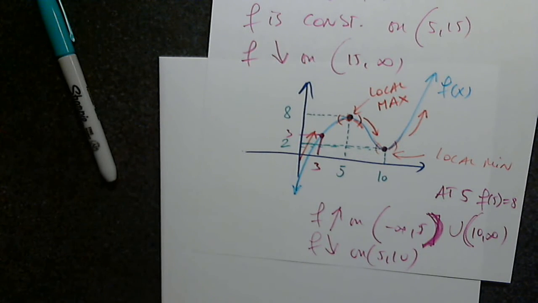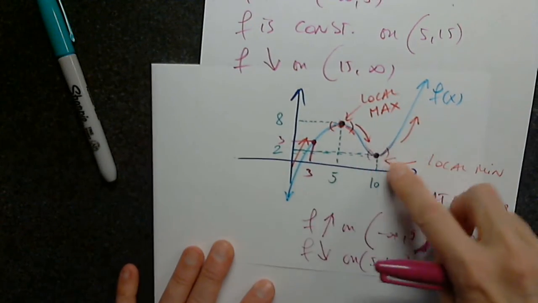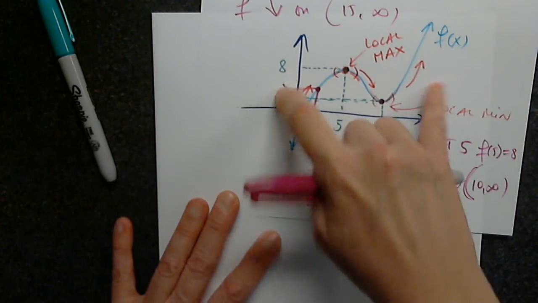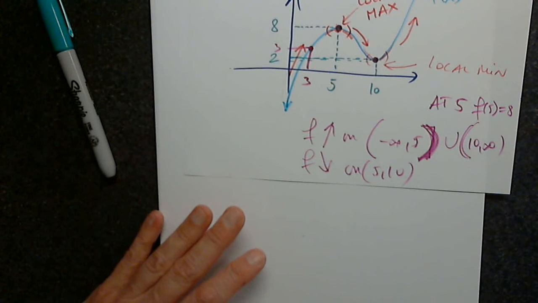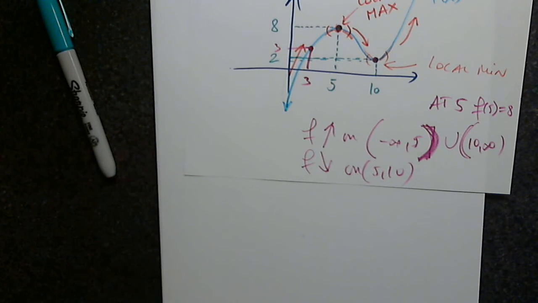Yes, please. Why do you put the union in between? Because it's increasing on this side and increasing on that side. Two pieces of increase. You write them together, yes. Yes, very good question. Is this okay? Better? Very good point. Very good point.